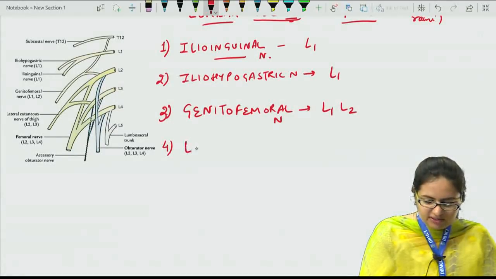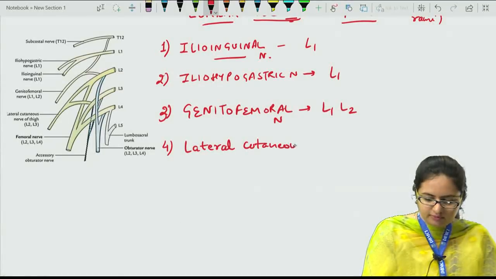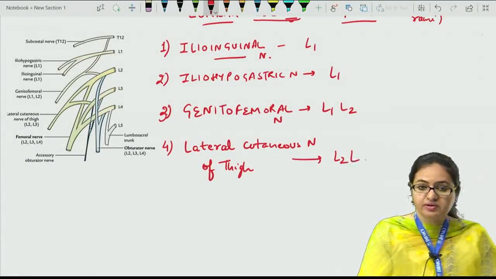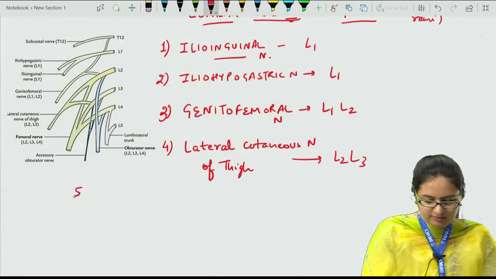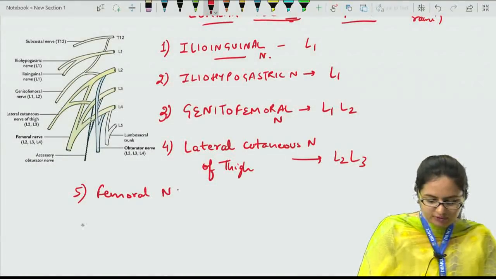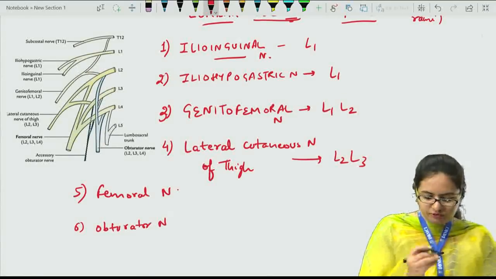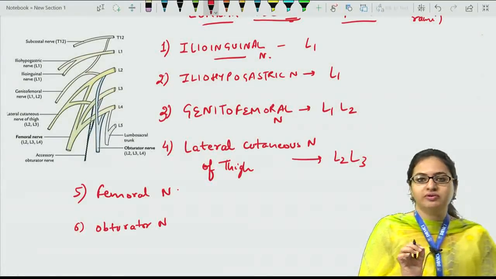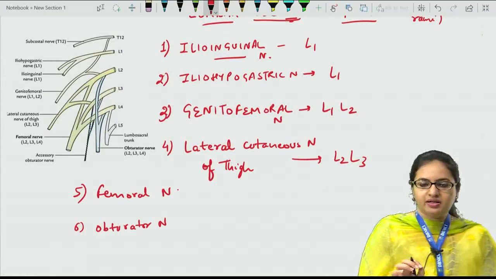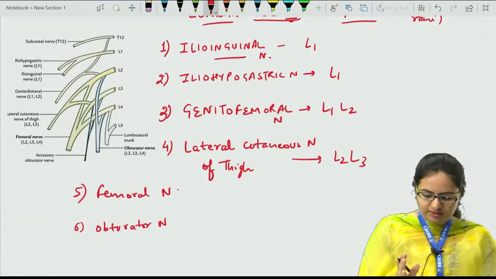Apart from this, it has the lateral cutaneous nerve of thigh, which has root value L2 and L3. Then we have the femoral nerve and the obturator nerve. The root value for both the femoral and the obturator nerve is L2, L3 and L4, and they are formed by the ventral rami of L2, L3 and L4.